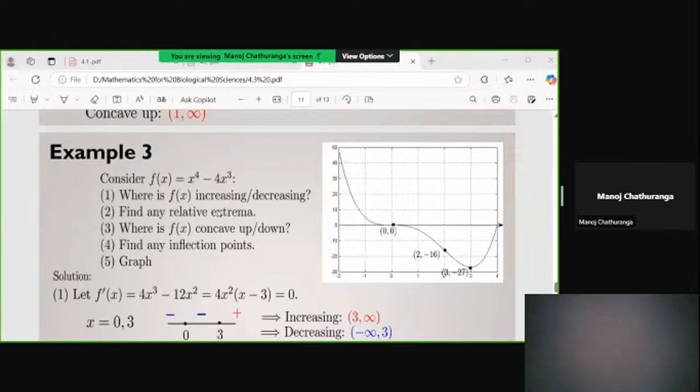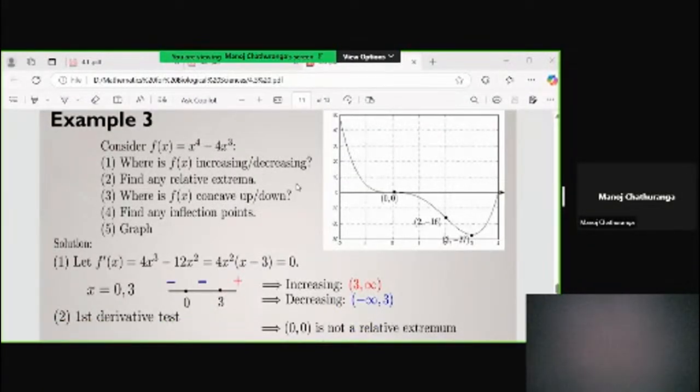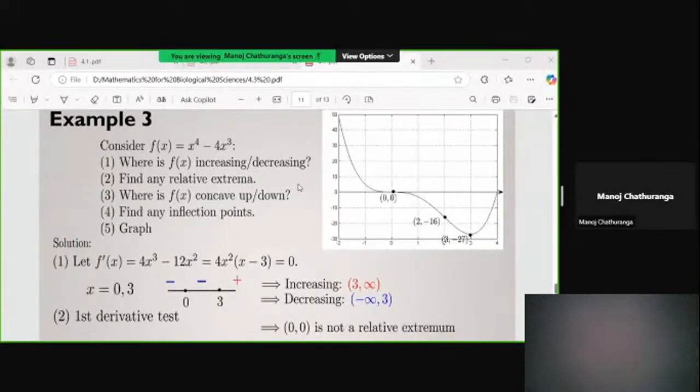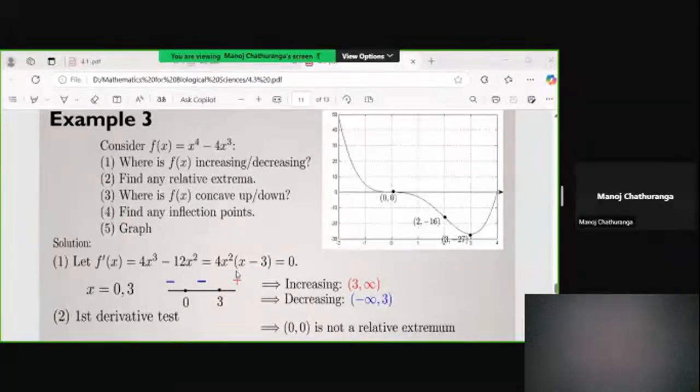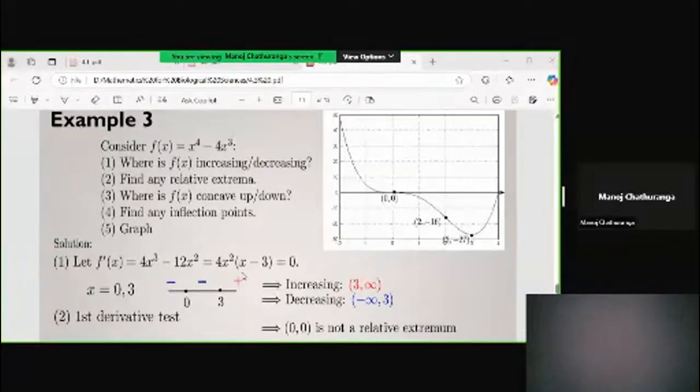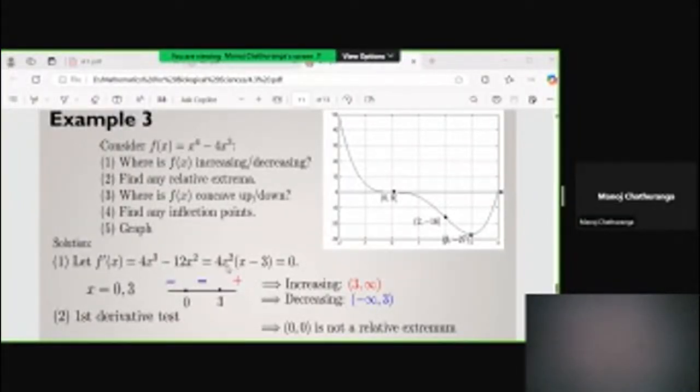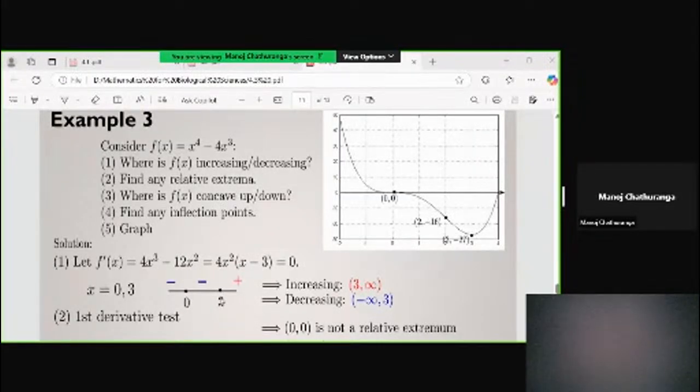Then let's compute where the function is increasing or decreasing. That means we need to analyze the sign of the derivative. Factorize it as much as you can. At this point, it is very simple to find 4x squared times x minus 3. So the zeros of the derivative are x equals 0 and x equals 3.